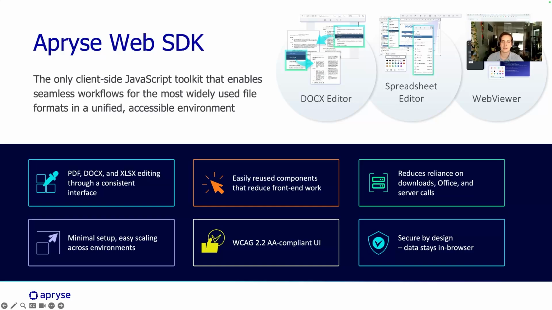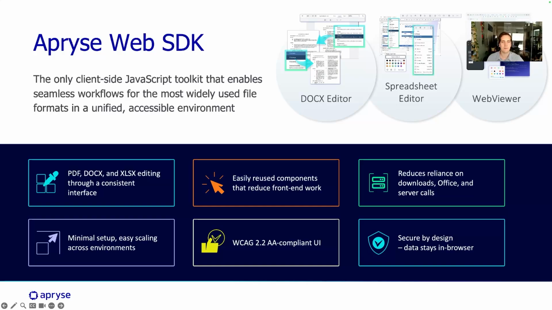Well, it's this JavaScript toolkit that's broken up into a few different components here. You can see those in the top right. There's DocX Editor, Spreadsheet Editor, and Web Viewer, which is currently covered up by my face, so we'll call it Conrad Viewer for the moment. But it is this set of viewing and editing components that's going to allow you to work on PDFs, DocX files, XLSX files, as well as a number of other business file types.